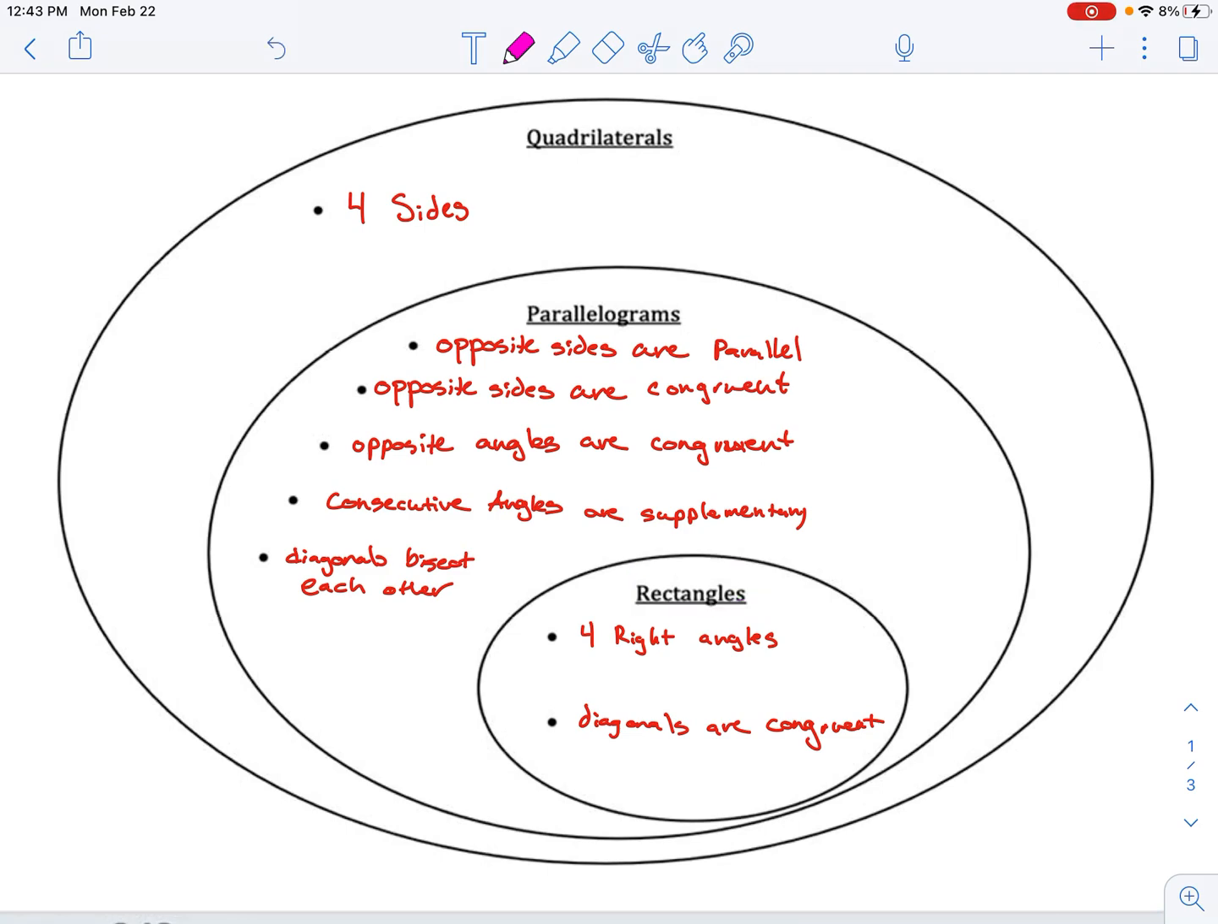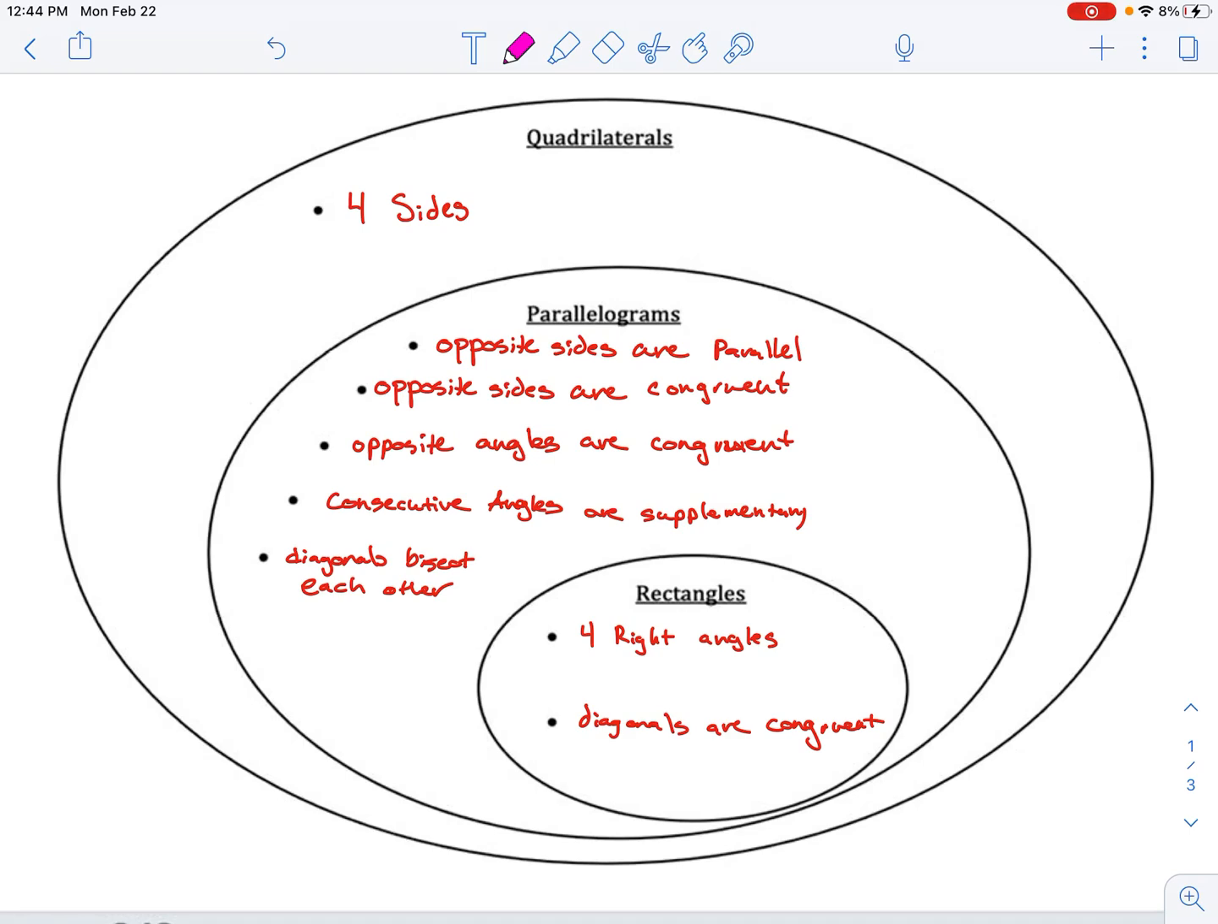So a rectangle is a parallelogram is a quadrilateral, and that's why I've got rectangles, this circle inside of a parallelogram circle, because technically all rectangles are parallelograms. And same thing with all of this stuff dealing with quadrilaterals. All of those parallelograms and rectangles are quadrilaterals, so I've got them both in that circle as well. I'm going to give you guys a second to write all these things down, then I'll talk about them.